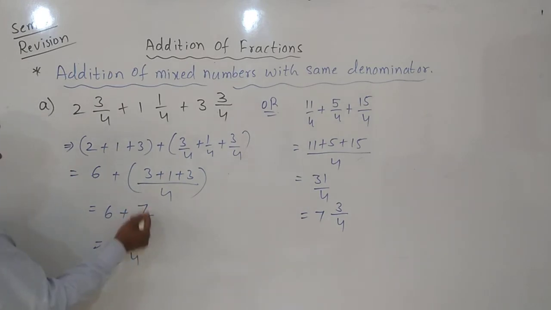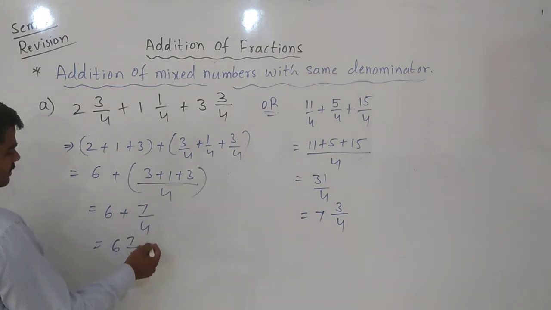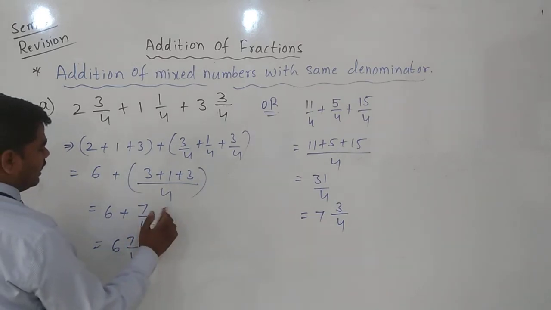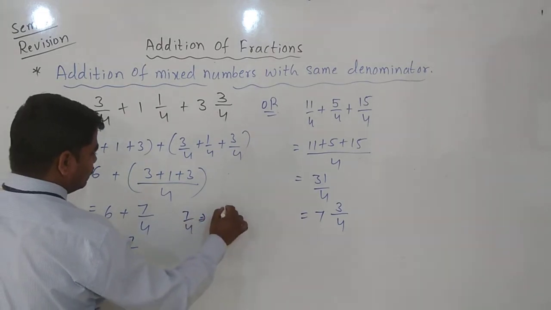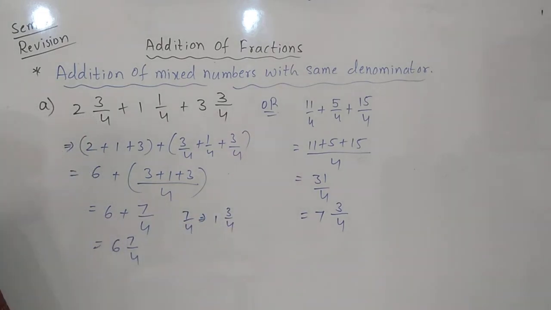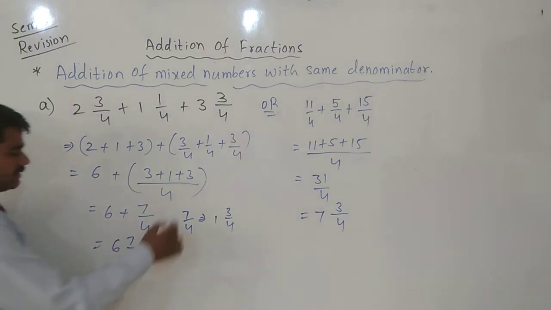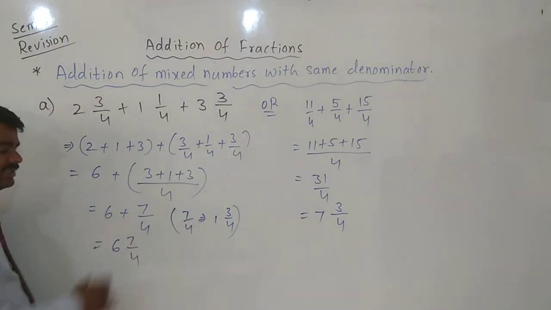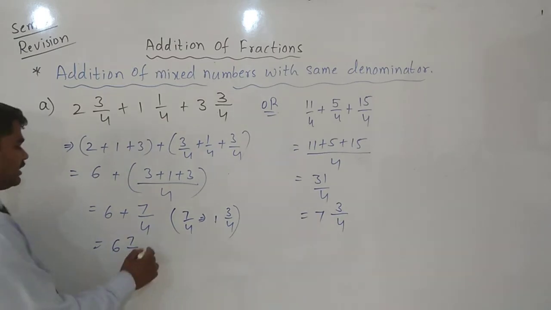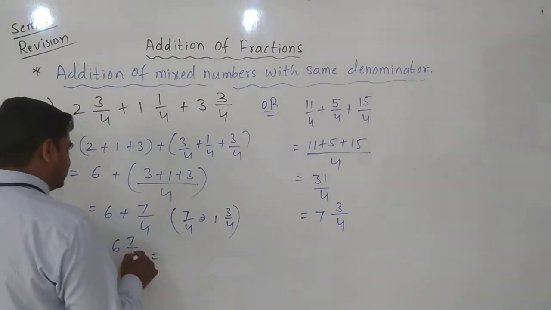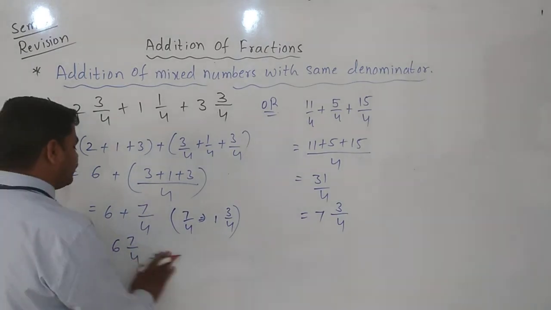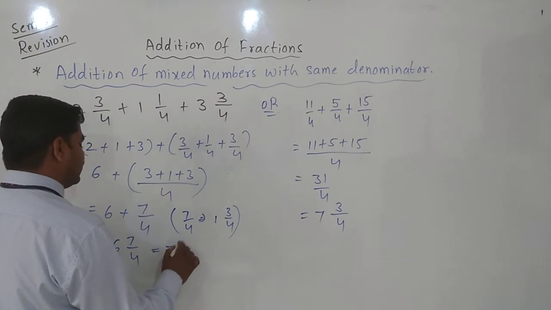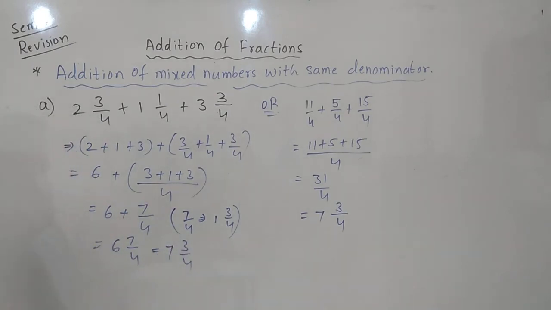Here, 7 by 4 can be written as 1 integer 3 by 4. Again, 1 integer 3 by 4. Is this right, yes or no? Then 1 plus 6, again 7. Here this is 7, which can be written as 6 sevens, 6 fours are 24 plus 7, 31. This is also 31, which implies reduced to its lowest term, 7 integer 3 by 4.